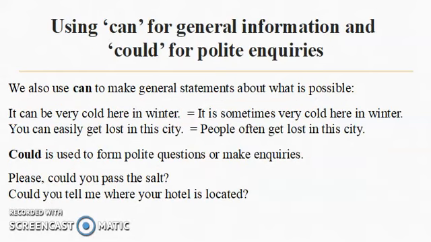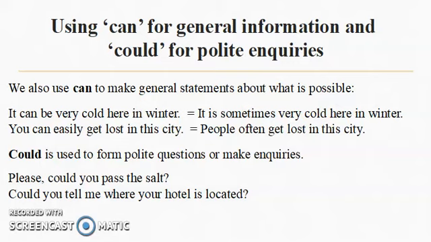In general, we use can for general information, and we use could for making polite inquiries or asking polite questions. For example, for general statements, it can be very cold here in winter, meaning it sometimes gets very cold here in winter. Not always, but sometimes. You could easily get lost in this city. Essentially, it means people on a regular basis get lost in this city because it's probably very complex.